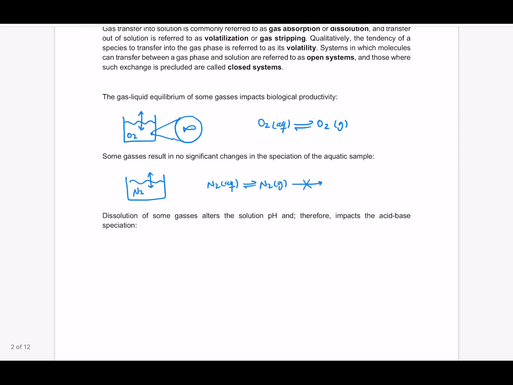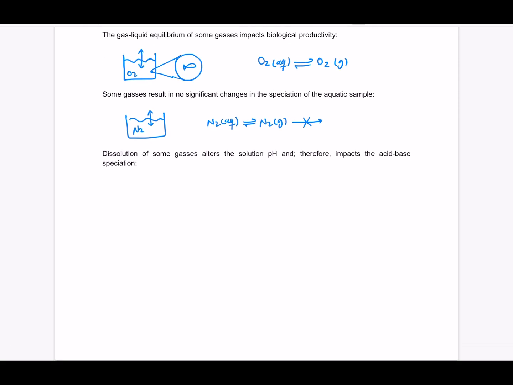But probably the most important ones, and the ones that align with the content of this chapter, are those that can participate in acid-base reactions. Specifically, carbon dioxide. If we have an aquatic solution, it might exchange CO2 between the liquid and gas phase. So CO2 in the gas phase can be absorbed or desorbed from the solution. The other one is ammonia. The same thing: ammonia in the gas phase can be absorbed, and also ammonia in the liquid phase. The other one is H2S.